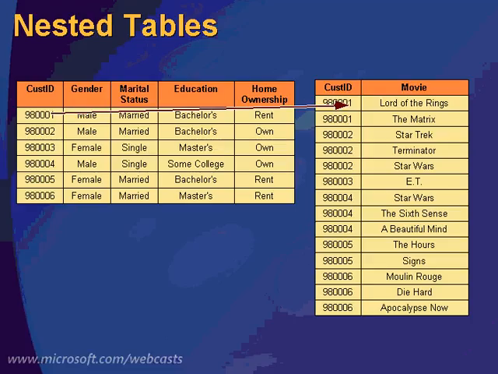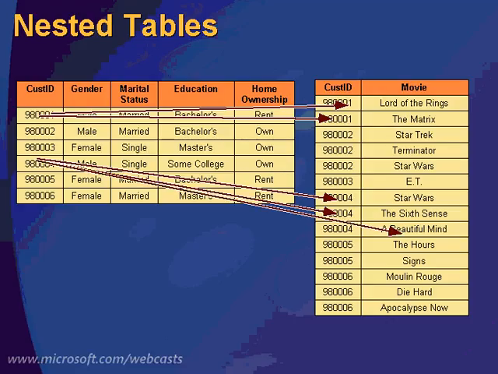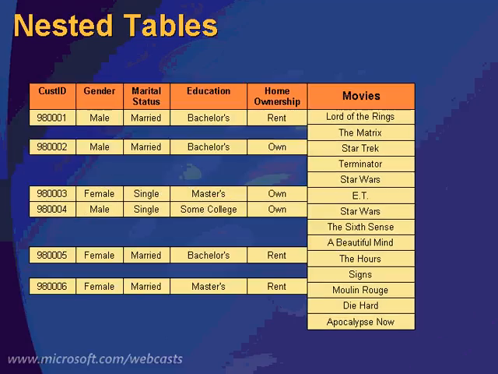So, for example, in this case, customer 1 has Lord of the Rings and also has Star Trek. And say customer 4 has Star Wars, and customer 4 also has Sixth Sense and A Beautiful Mind. Now, in this case, you can see that the semantic relationships between these tables are essentially the same. But of course, customer 1 doesn't have everything, and customer 4 doesn't have everything. They don't own all the movies in this table.